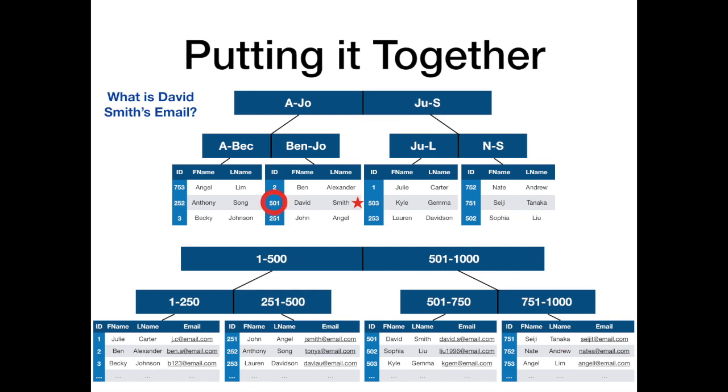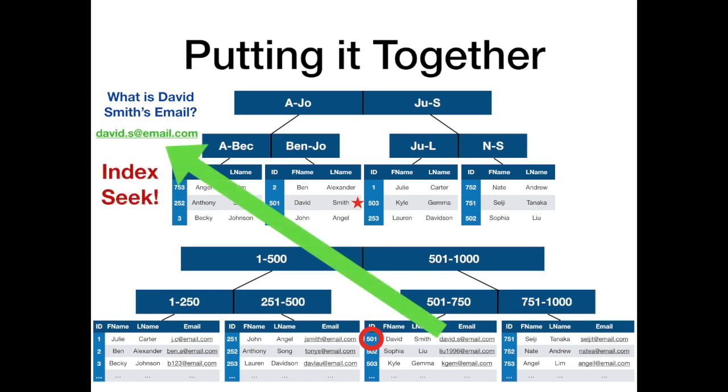We can take that. In this case, we're just going to use it as an example. This isn't how it actually works, but it's an example. We're going to take the ID value that it's given here and run that through this, which is our clustered index now. We're given the ID 501, so we know that 501 does in fact fall between 501 and 1000, pointing us to this branch. We know that it falls between 501 and 750, and that's how we get to the actual data page where David Smith's information is stored. And that's how we get his email address, or their email address.